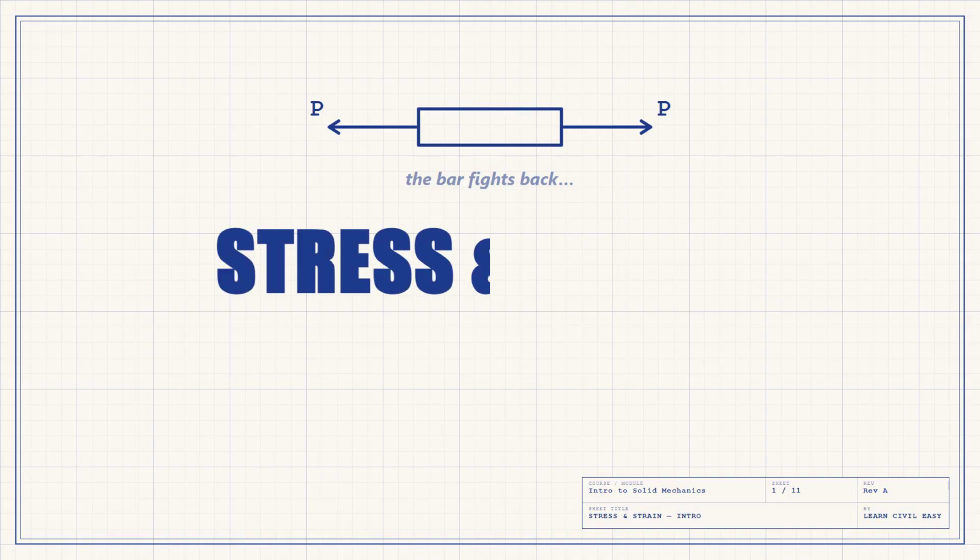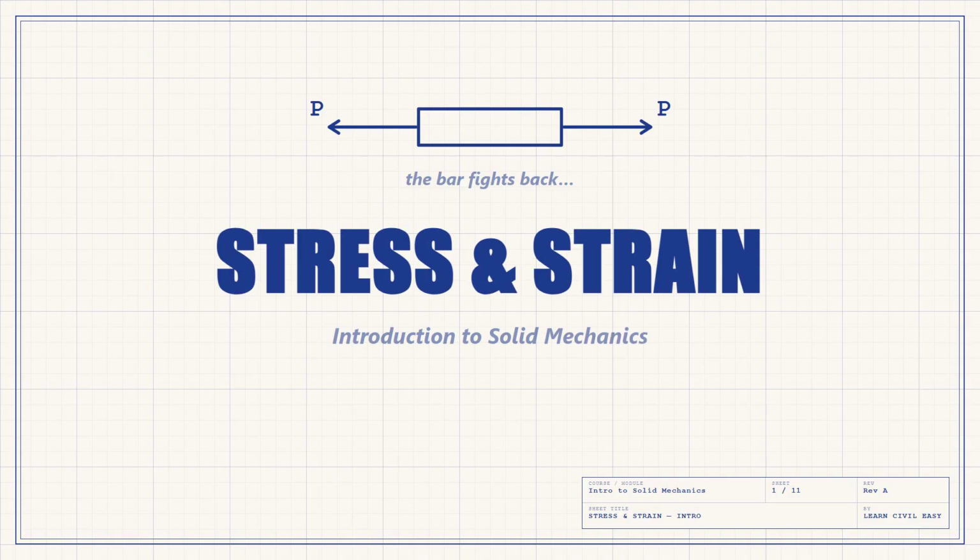Imagine I pull on this steel bar from both ends. It doesn't snap. Something inside the bar pushes back, silently resisting me. That silent pushback per unit area is what we call stress. Welcome to Introduction to Solid Mechanics. Today we begin at the very beginning: the two ideas the entire subject is built on, stress and strain.